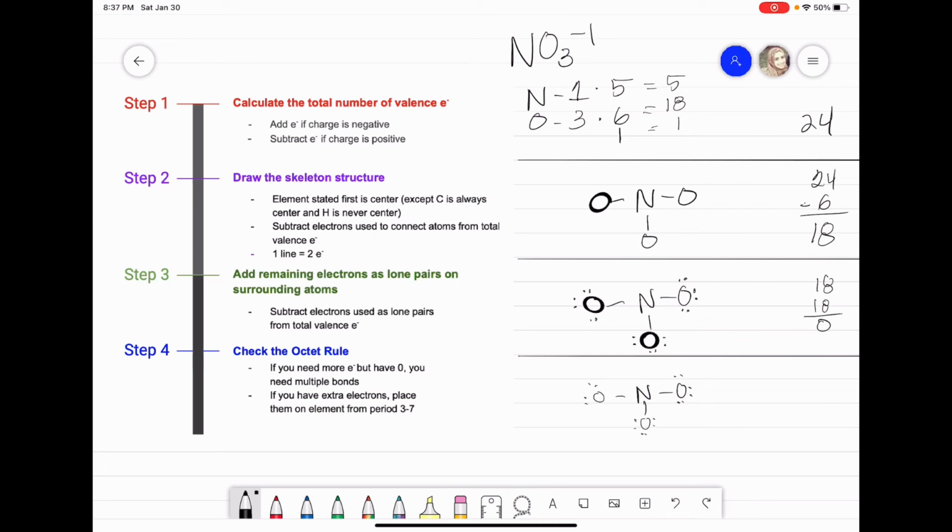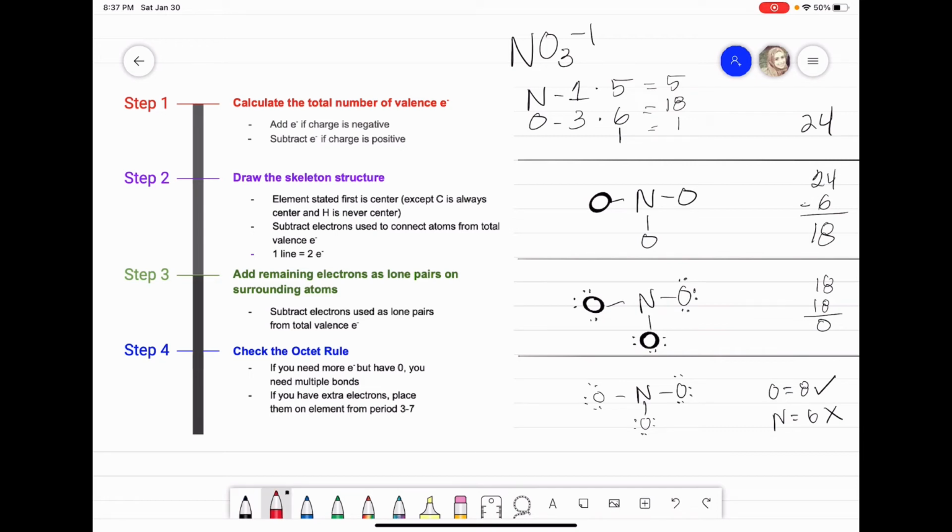now it says check for octet. So what I'm going to do here, I'm going to count each one. Each oxygen has 8. I know that, so that's good. If I were to check nitrogen, right now it has 3 lines, so that's 6, so that's not good. So I need to actually move electrons around to make sure that nitrogen could get that 8.